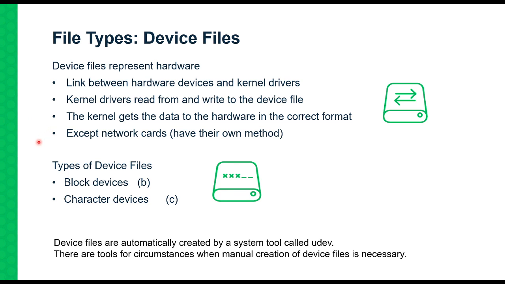So the two types of device files we get are called block devices and character devices. Block devices carry the B indication and a character device the C indication. Just a quick important note, device files are automatically created by a system tool called udev. There are tools for circumstances when manual creation of device files is necessary. This means that we can create driver files to communicate with drivers manually, and we don't always need to rely on a kernel. It's possible to write our own drivers when it comes to Linux.